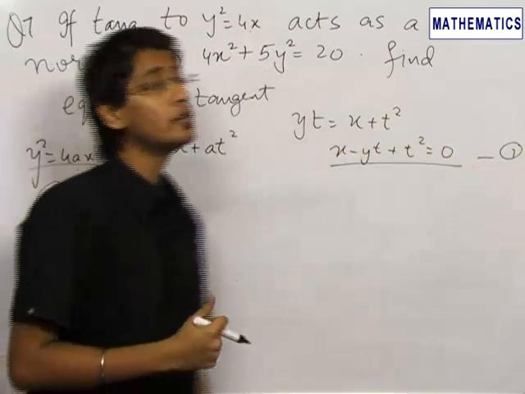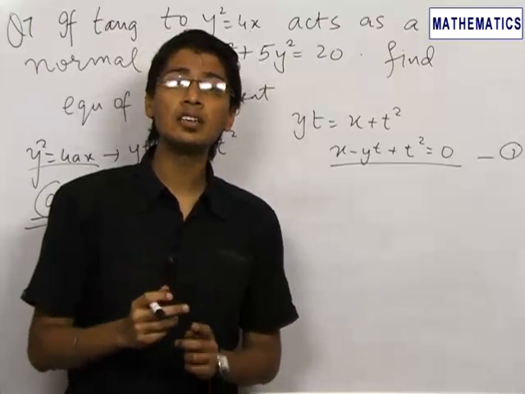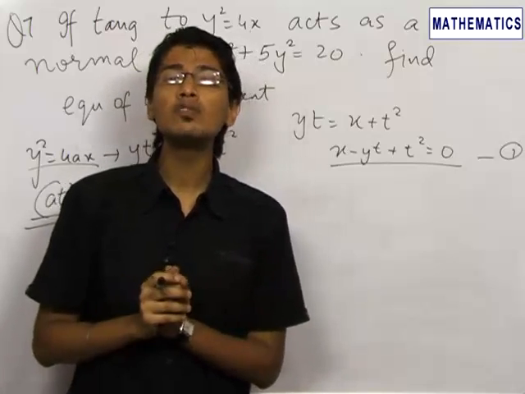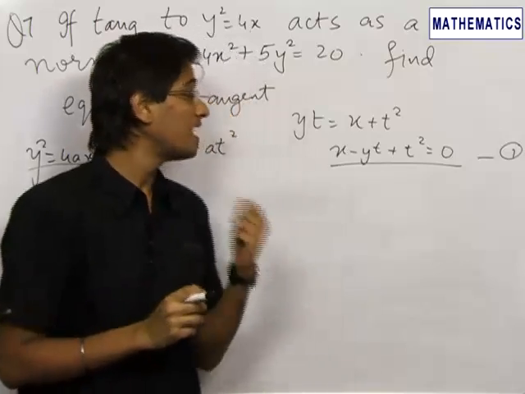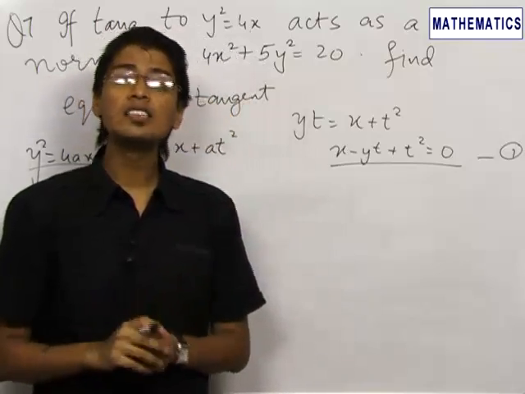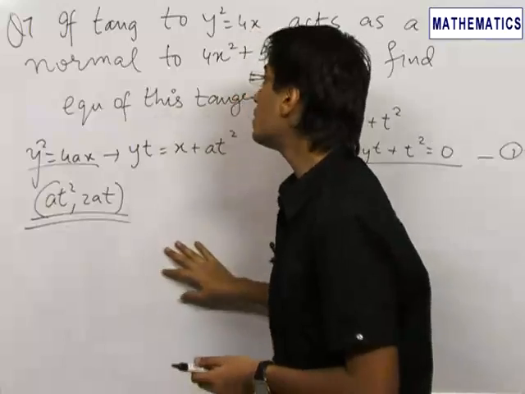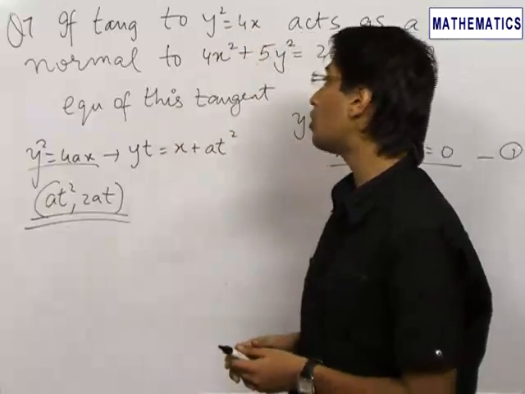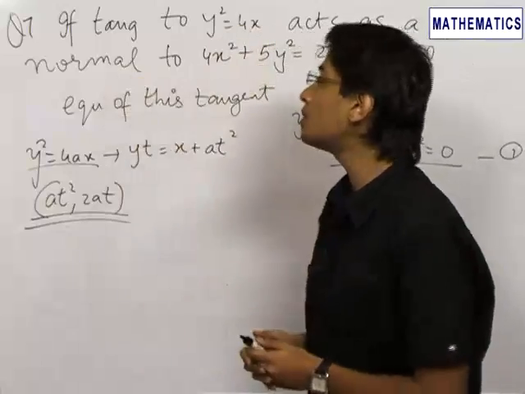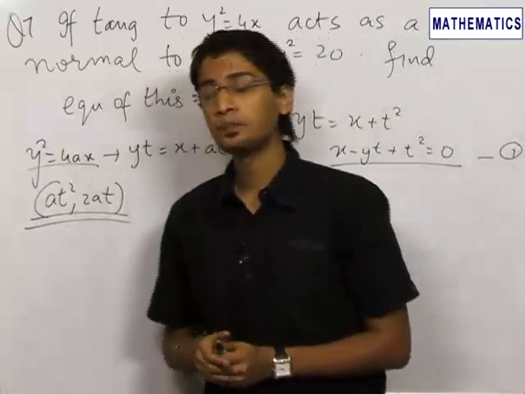Now as we did earlier, if a line is a tangent to two curves, then we can write the equation of tangents for both the curves and compare them. Similarly in this case, we can write the equation of tangent for the parabola and the equation of normal for the ellipse, and we can compare both the equations.